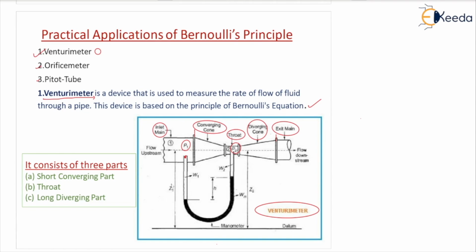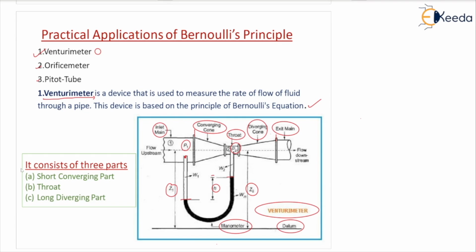Z1 is the height of the center line of the pipe from the datum. This is the datum, look at the bottom. And this is the manometer, which is connected to the two points P1 and P2. Manometer is a device which measures pressure. You can see the level of liquid difference here. That height H is given here. Z1 and Z2 you can see are both the same, so they can be cancelled in Bernoulli's equation. All these things are mentioned here in the diagram.